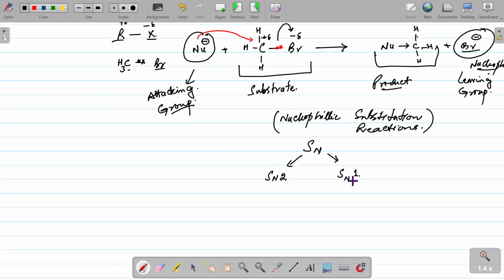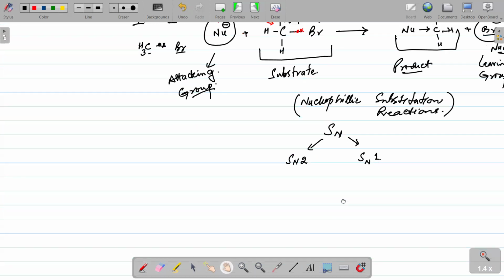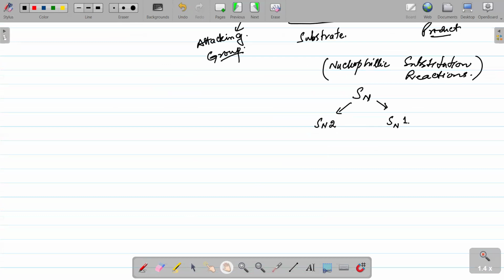So let's see what the difference is between SN2 and SN1. To understand these two types of reactions, let's first see the classification of halogenoalkanes. So we have primary halogenoalkanes. What actually are primary halogenoalkanes?